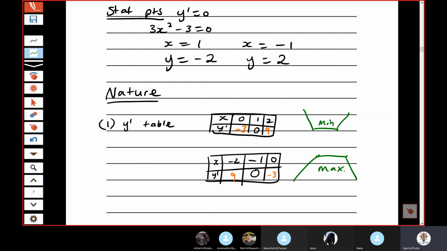Again, any questions? Easy. That's method 1. You'll need that because method 2 might be hard sometimes. Not this year hard, probably more next year hard. Y double dash method.